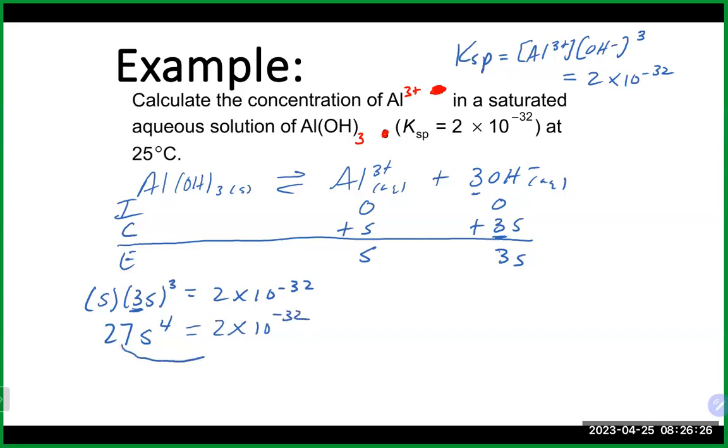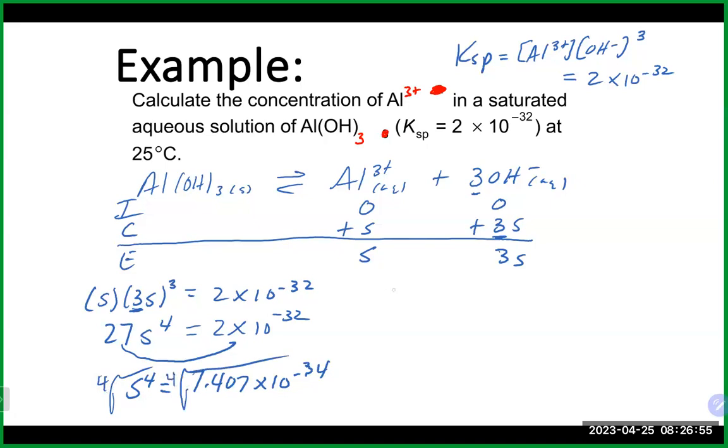We're going to divide our 27 to the other side. And if we do that, we will end up with 7.407 times 10 to the minus 34. We want to take the 4th root at this point, right? So 4th root of both sides.